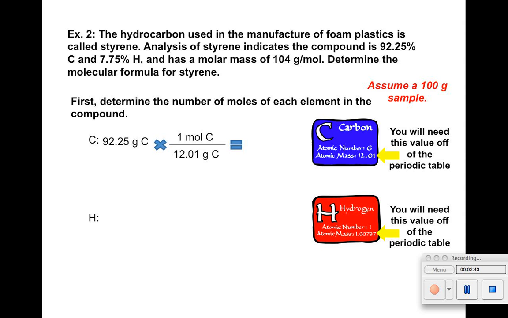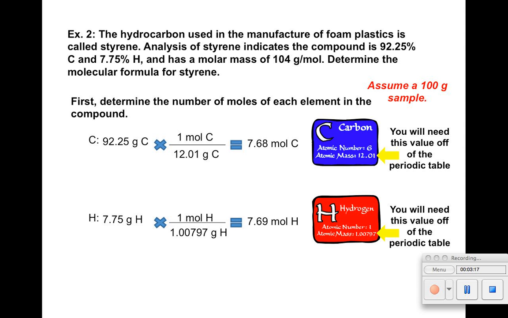Let's do the same thing for hydrogen. We started off with 7.75 grams of hydrogen. We need to multiply that by 1 mole of hydrogen, which has 1.00797 grams of hydrogen. And when we type that into our calculator, we get 7.69 moles of hydrogen. Remember, your mole values need to be calculated to 3 significant figures. This is only the first part of a 4-part process, so let's keep going.